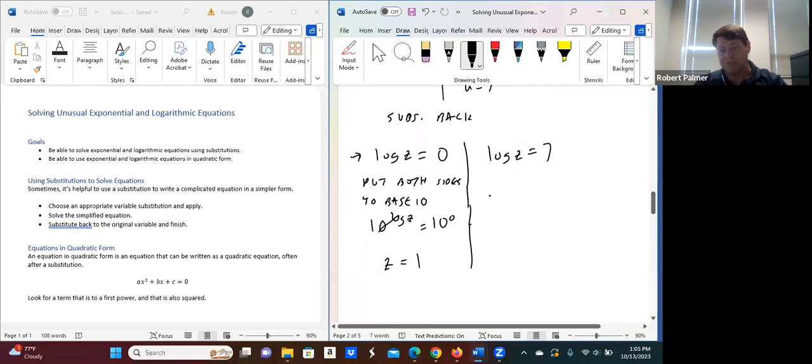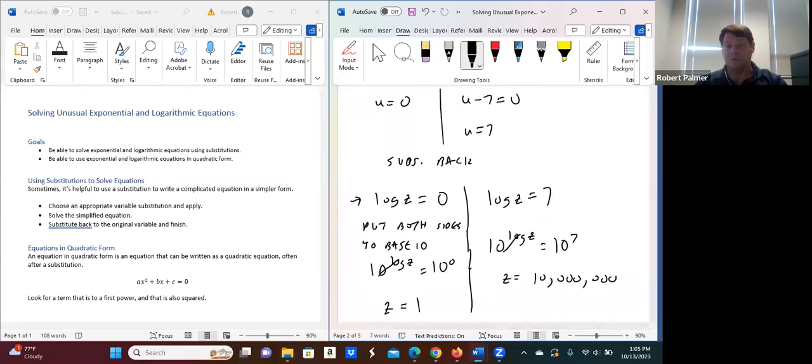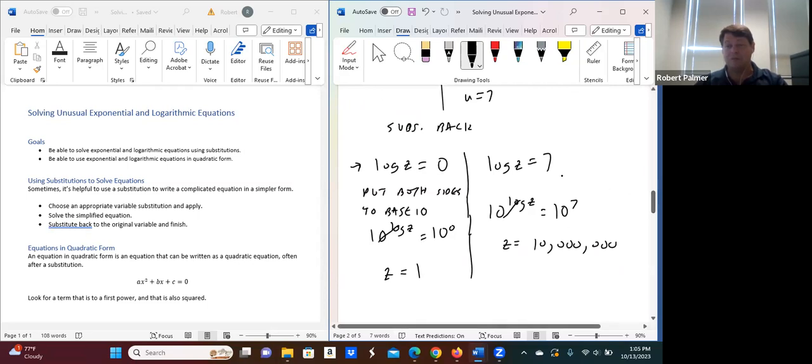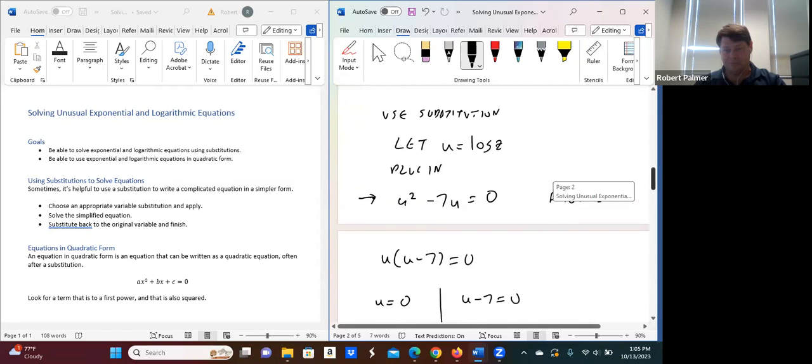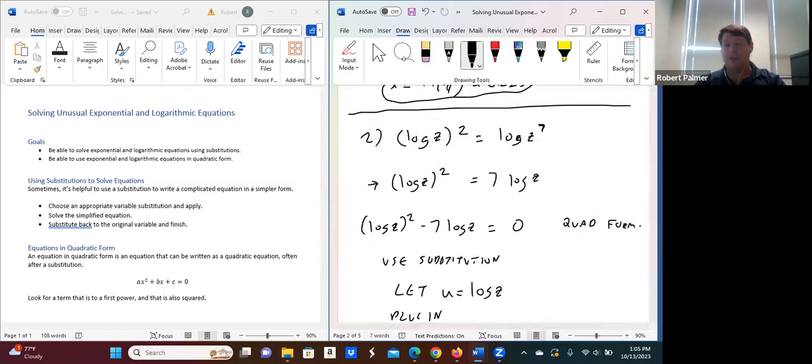Okay, same thing, both sides to base 10 over here. So 10 to the log base 10 of z is equal to 10 to the 7th. These cancel out, so z is equal to 10 to the 7th, and that's actually 10 million. And once again, make sure you're not taking the log of a negative number in our original equation. This is positive, so this is good here. Log of a positive is okay. Back here, it's all right as well.